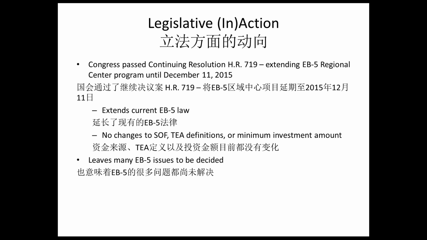Everybody knows we got a short 10-week extension, until December 11, 2015. Everybody wants to know, is the price going to go up? Absolutely, the price is going to go up. When is the price going to go up? That information is not being released by the government or any of the congressmen at this time.